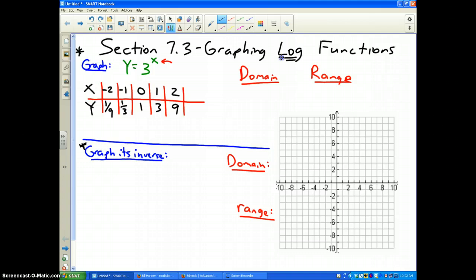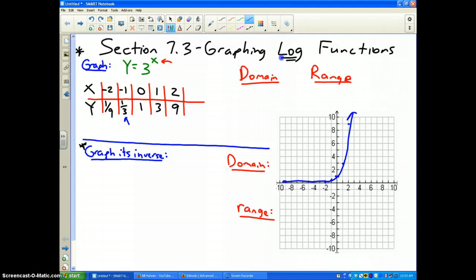So, let's graph that. -2, 1/9. Now, I'm going to do the best I can again on this graph. Actually, I'm going to do it in color. So, I'm going to graph this one in blue. 1/9 is like right next to the x-axis. And then the next point is -1, 1/3, which is probably about right there. And then 0, 1, which is right there. And then 1, 3, which is right there. And 2, 9, which is way up here. And as you can see, my graph is going to look something like this.